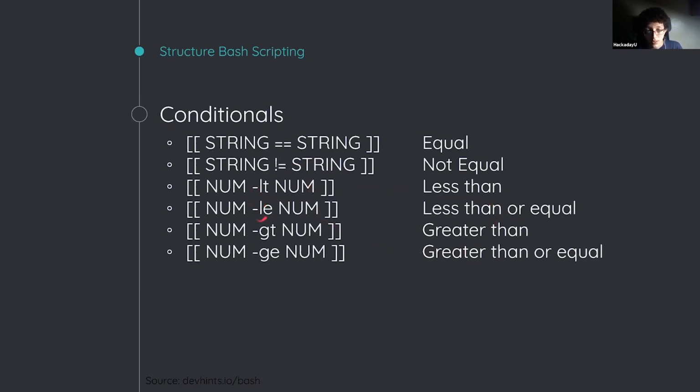Here, there's another type of conditional, which is really fun because it's really easy to see. This means less than. This means less than or equal, greater than, and greater than or equal.